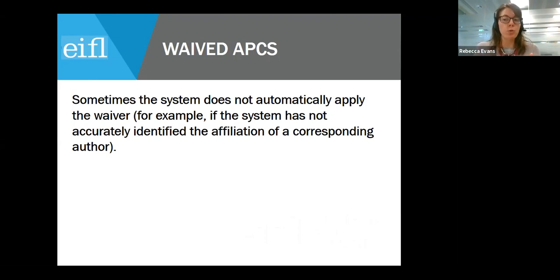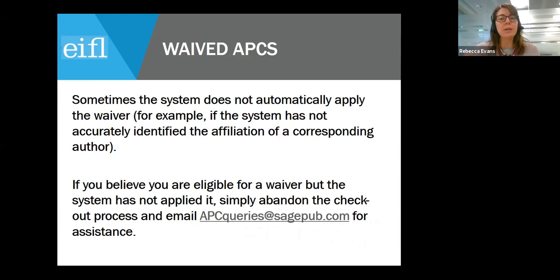But again, don't worry. All you need to do, if you believe that you're eligible for a waiver but the system hasn't applied it, is don't check out, abandon that process for now. Send an email to apcqueries@sagepub.com. They'll be able to go in and manually check it, make sure that you are indeed from an eligible institution, that all of your authors are from an eligible institution, and from there they will fix it. And then when you go back to the transaction page, ready to transact, the waiver will be applied.